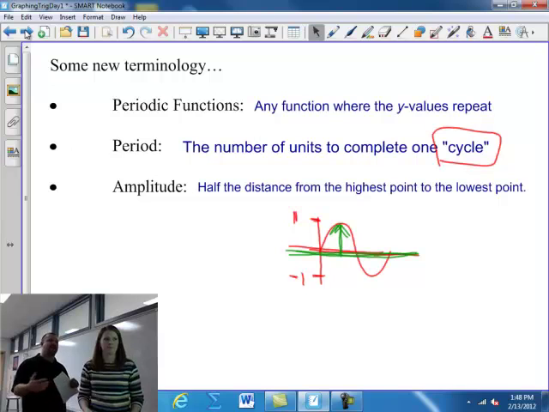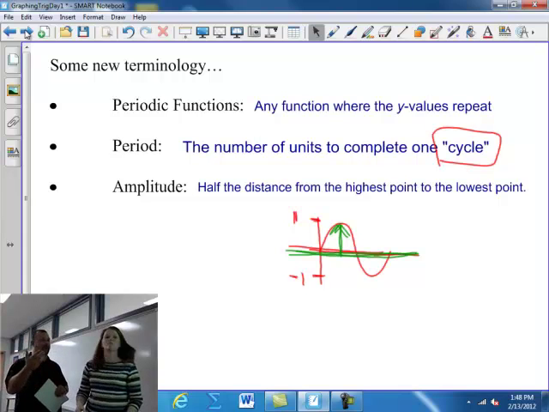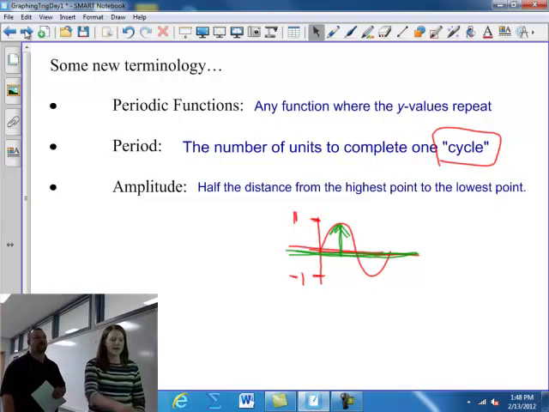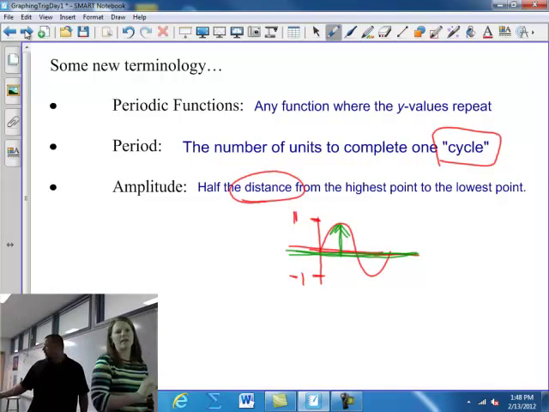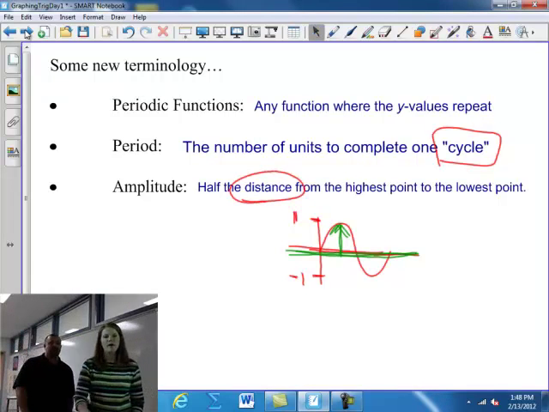Now, as we move these things left and right and up and down, the concept of amplitude will have to be viewed as half the distance between the highest and the lowest points. Exactly. Remember that amplitude is a distance, so you will never have a negative amplitude. You always have a positive amplitude.